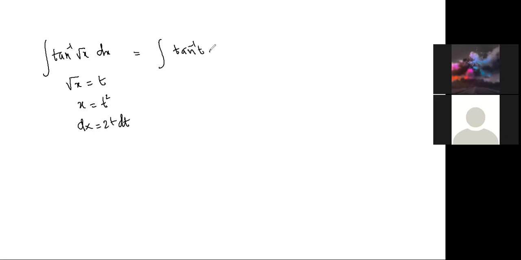Tan inverse root x. That remains almost the same. Root x as t, only the second part of integration is different. So root x equals t, so x is t square, so dx is 2t dt. So this became integral of tan inverse t into 2t dt.